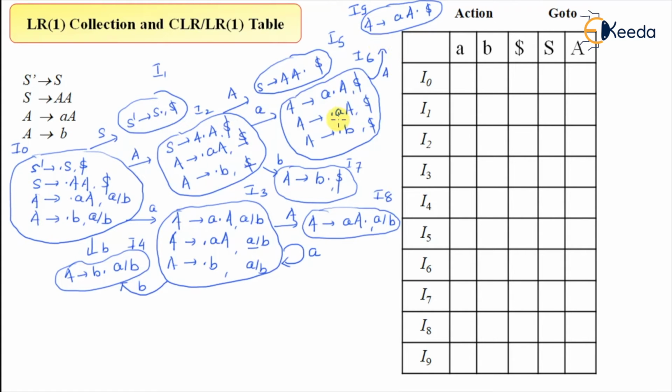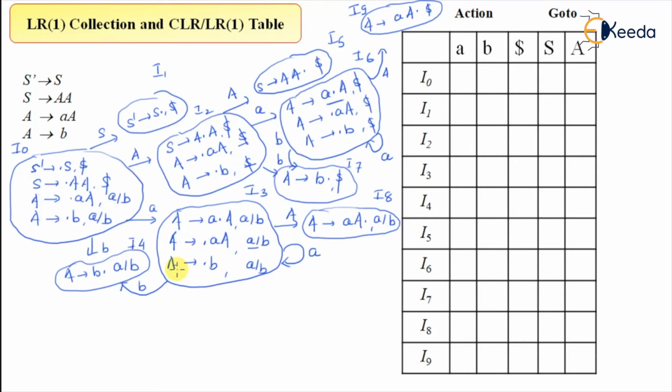On input A, A derives dot A followed by dollar, so that is the first production, and what it will do is loop on input A. On input B, A derives B dot followed by dollar, so this state will reach here on input B.